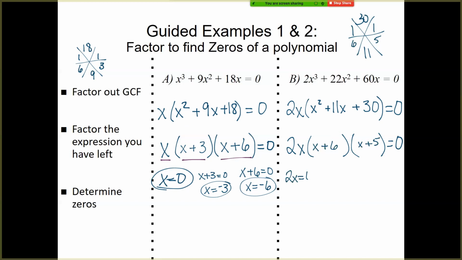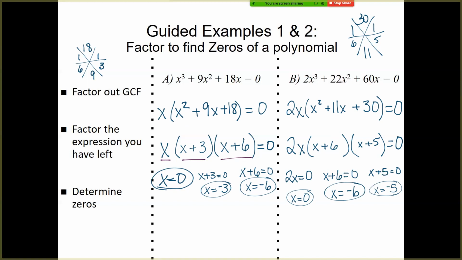2x equals 0. How am I going to get x by itself? Divide by 2. What's 0 divided by 2? 0. There's one answer. For the second one, x plus 6 equals 0. What's x equal? Negative 6. There's your second answer. For the third one, x plus 5 equals 0. What's your answer going to be? Negative 5. Perfect. I circled them all in the box on that one. So 3 answers: 0, negative 6, and negative 5.